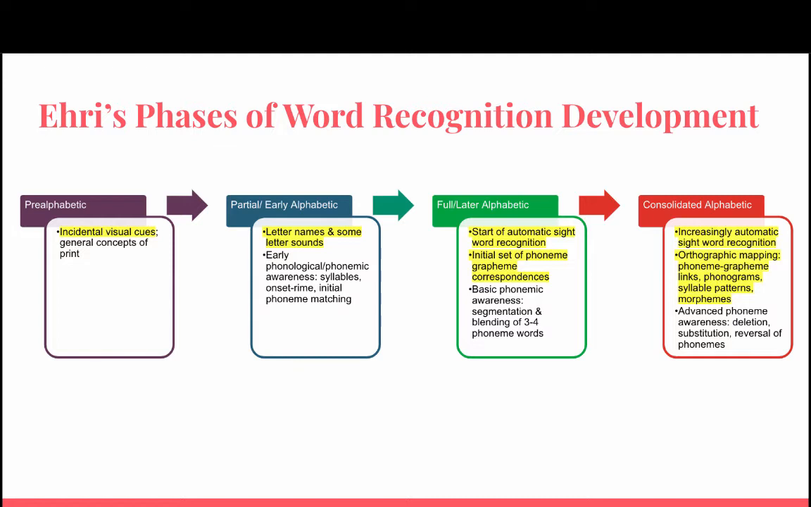In the full alphabetic phase, children are beginning to automatically recognize some words and are able to connect some phonemes to graphemes. Finally, in the consolidated alphabetic phase, children are building on their sight word recognition and are able to map phonemes to graphemes for words with the same rhyme, words with multiple syllables, and words with morphemes.